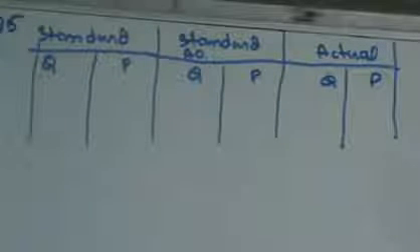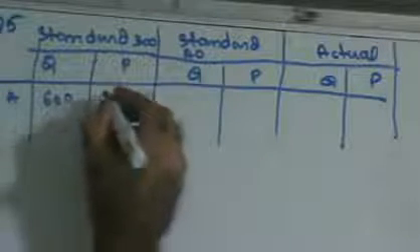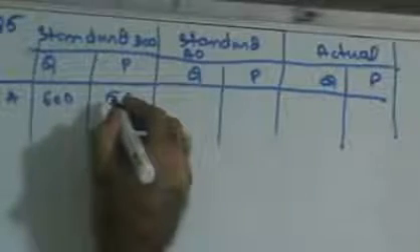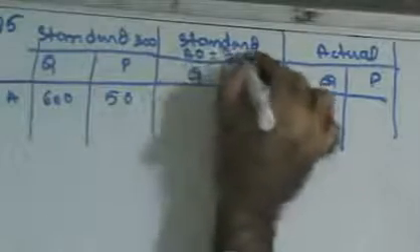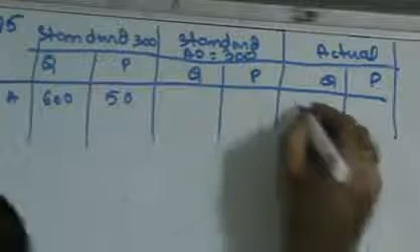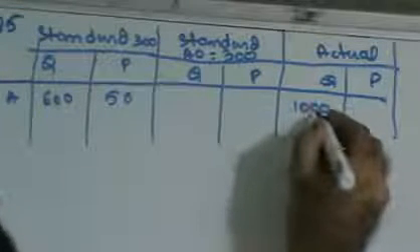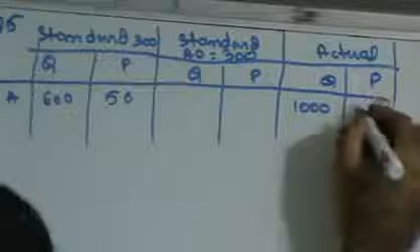Right, let's see this. They said that the standard raw material cost for producing 300 units of product A is as follows: 600 units of raw material at 50 rupees per unit. But the actual raw material cost for producing 300 units, the same number of units produced, was 1000 units of raw material at 40 rupees per unit.